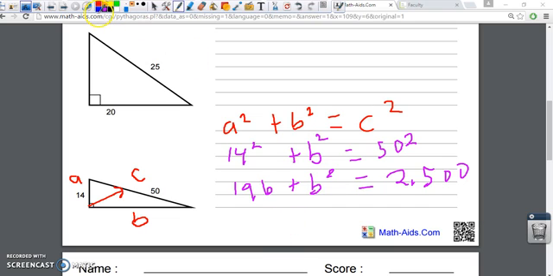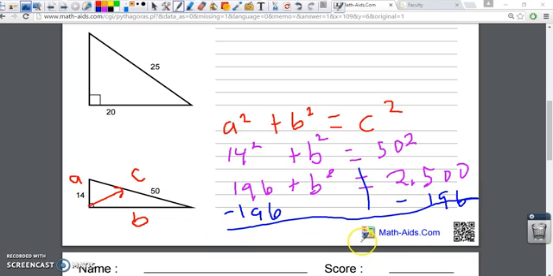So now what do I do? Now what I do is get B by itself. In order to get B by itself, I gotta move this. That's a positive 196, so I do the opposite of what I see. Minus 196 to both sides of the street. Okay? This is a good thing we already did equations, my friends. As you can see, it came right back around to you, didn't it? So B squared equals, remember, because I canceled out, 2,500 minus 196.